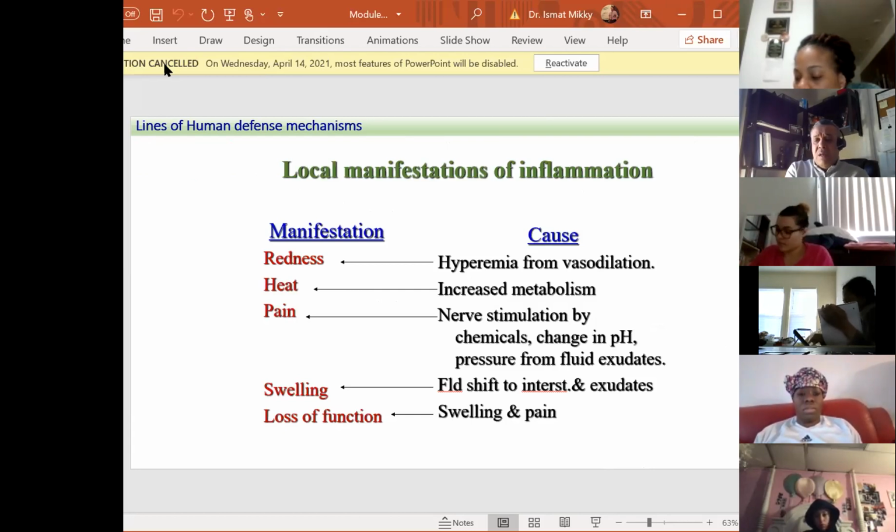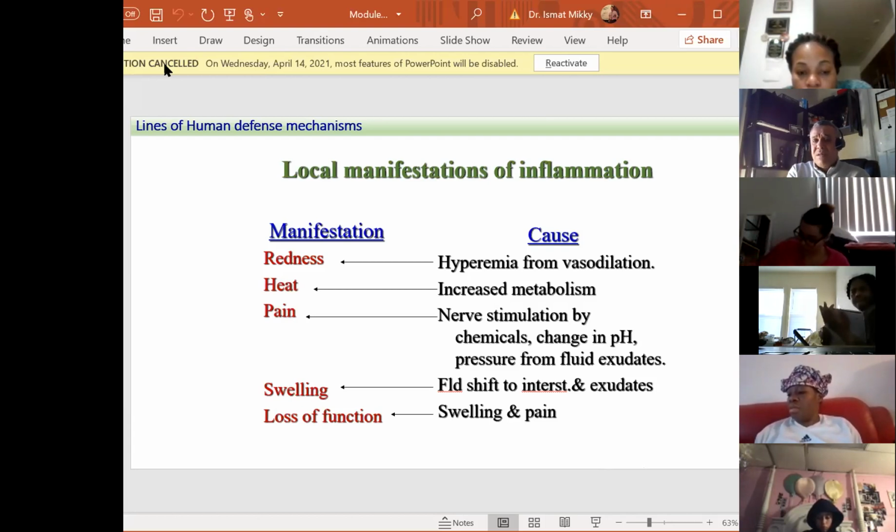So the manifestations and the causes of each one of the inflammatory process. For example, when we say redness, why would a patient develop redness if, say, a forearm trauma resulted in redness? That's because of the hyperemia from the vasodilatation. And what would cause this? It's in response to the histamine, right, and the other chemical mediators. What about the heat? It's because of the increased metabolism.